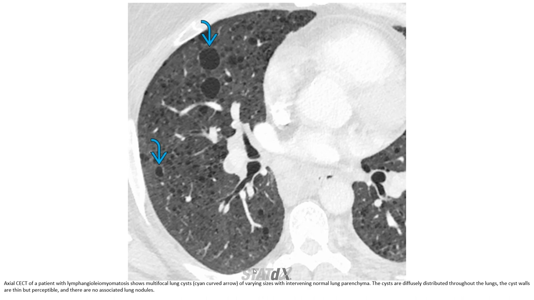So let's see examples in CT. This is an axial contrast enhanced CT of a patient with lymphangioleiomyomatosis. Multiple lung cysts, indicated by arrows, vary in size with intervening normal lung parenchyma. The cysts are diffusely distributed throughout the lung. The cyst wall is barely perceptible, and there are no associated lung nodules.